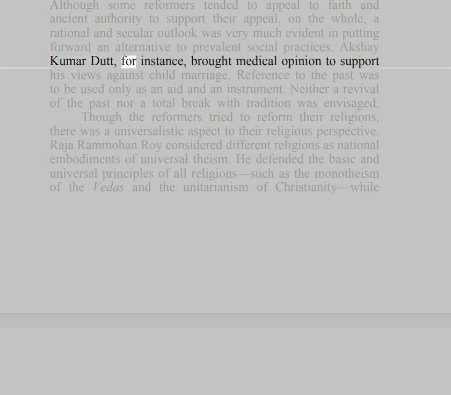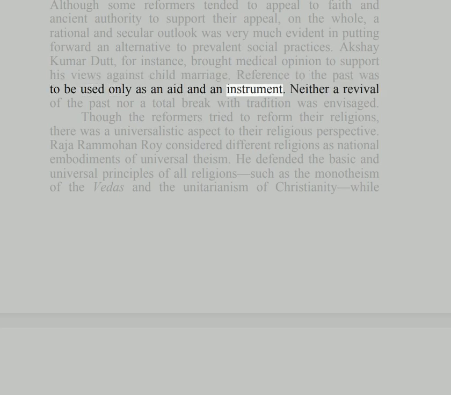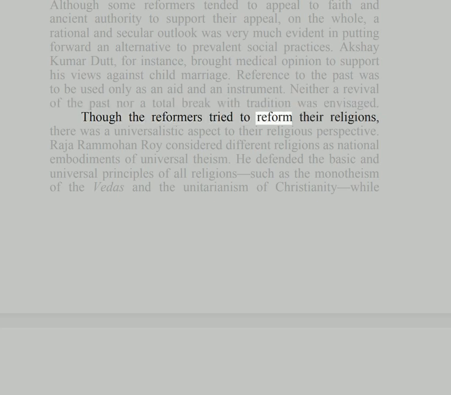Akshay Kumar Dutt, for instance, brought medical opinion to support his views against child marriage. Reference to the past was to be used only as an aid and an instrument. Neither a revival of the past nor a total break with tradition was envisaged. Though the reformers tried to reform their religions, there was a universalistic aspect to their religious perspective.